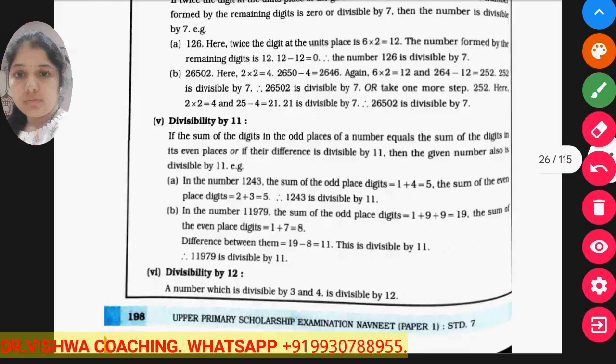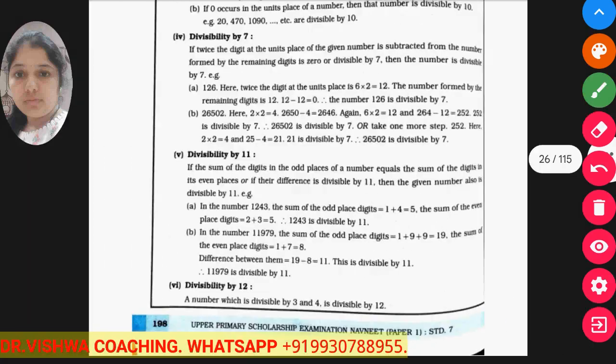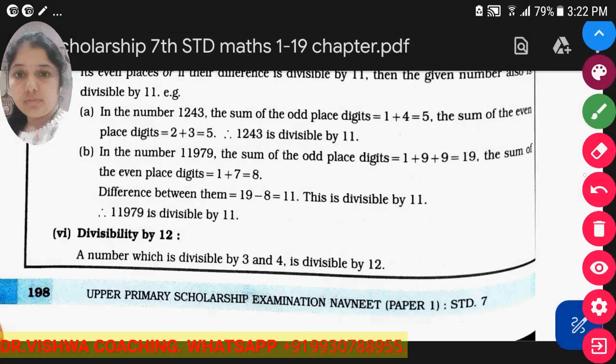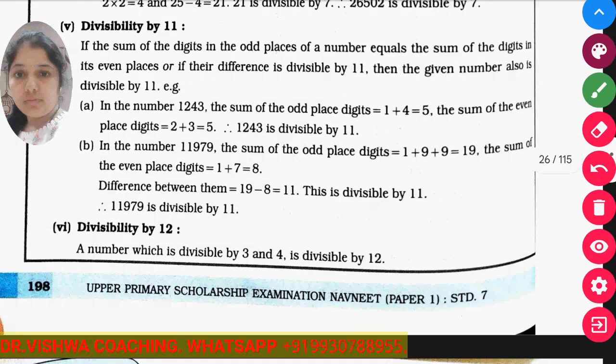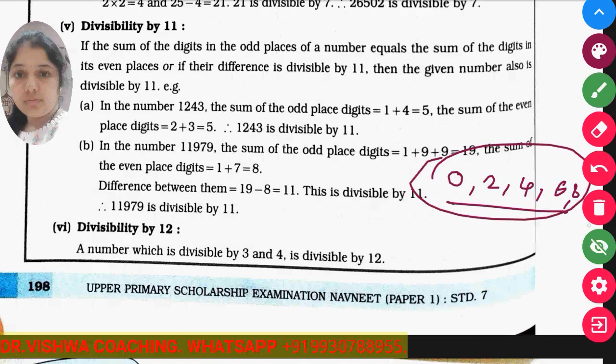I will explain it again because it is very important to solve the further practice exercise. Now see, for 2 we all know 0, 2, 4, 6, 8 at the unit place, it is divisible by 2.